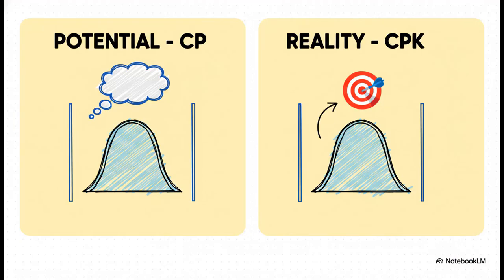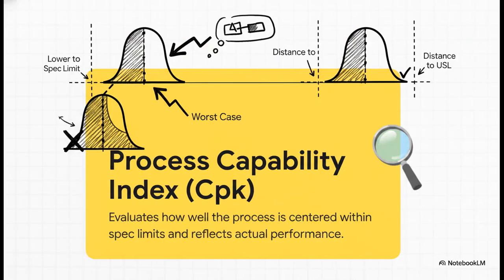Think of it like parking a car. CP tells you if your car is small enough to fit in the parking space. Great. But CPK tells you if you've actually parked it between the lines. CP is about potential, the size of the car. CPK is about reality, where you actually parked it. So CPK gives us that reality check.